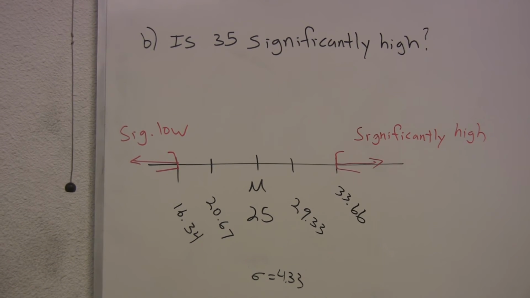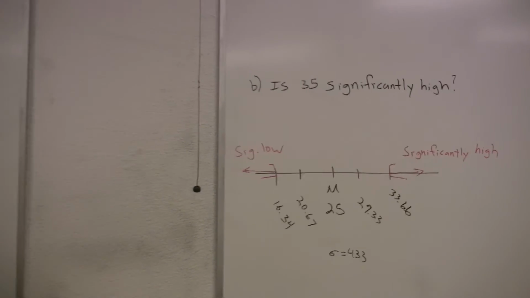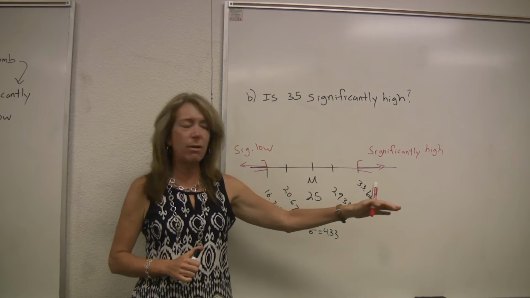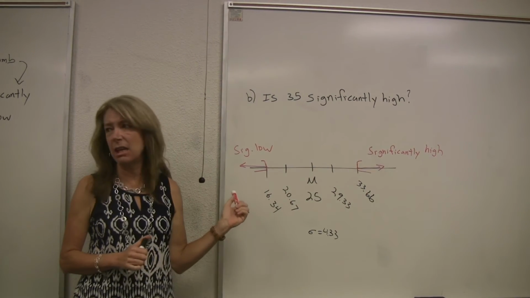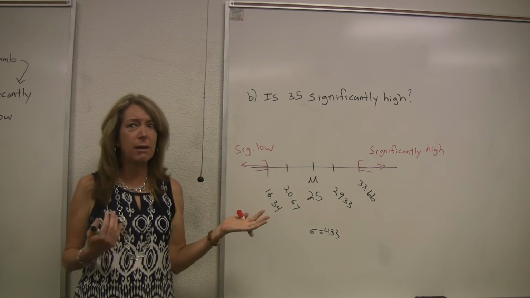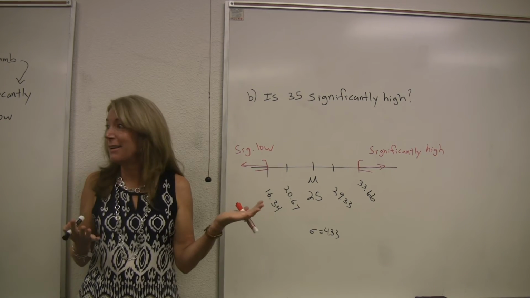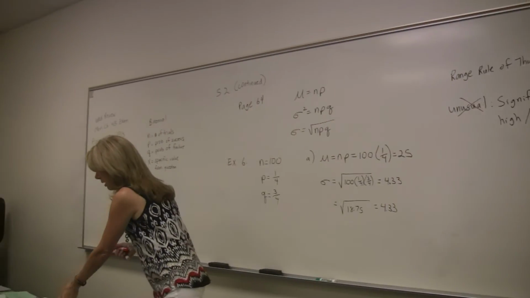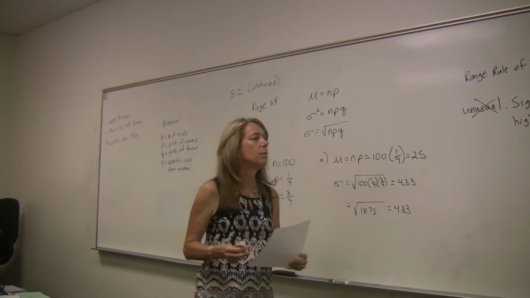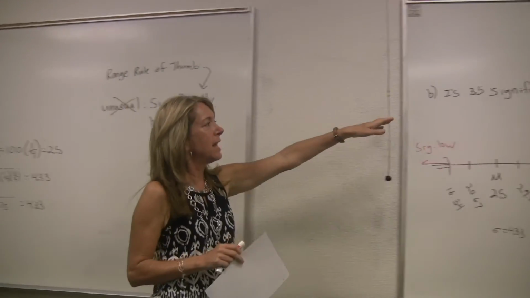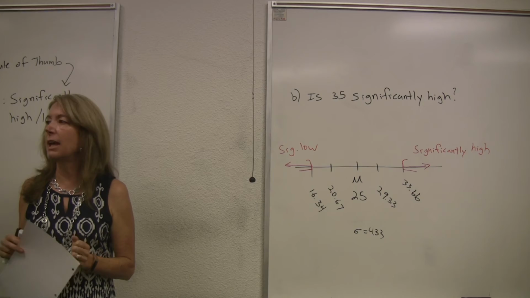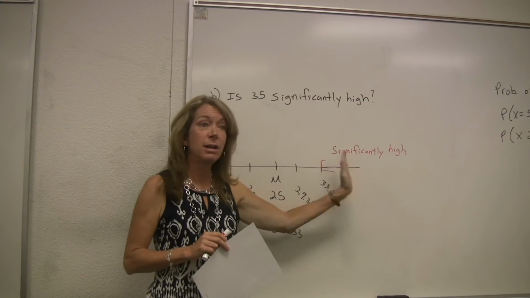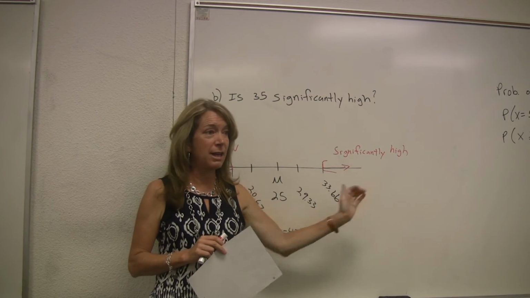So I like to think of those as surprising. It would be surprising if somebody guessed and got more than 33.66 questions right. It would also be surprising if you got less than 16 of them right. I mean, it's hard to get that many wrong, even if you're guessing. Sometimes you guess right. So the question for part B that actually says here, would it be unusual? It's the same thing as saying, is 35 significantly high? And the answer is yes, because it's past that cutoff. This is the cutoff for what makes something significantly high.